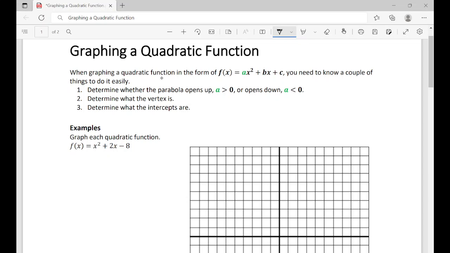When graphing a quadratic function in the form f(x) = ax² + bx + c, you need to know a couple of things to do it easily. First, we need to determine whether the parabola opens up, which is when a is positive, or opens down, when a is negative. Second, we're going to determine what the vertex is, and then we're going to determine what the intercepts are. Once we know all these, it's pretty easy to graph it.